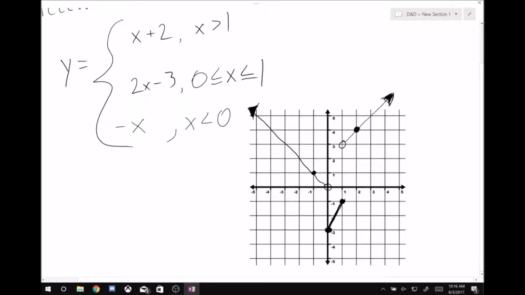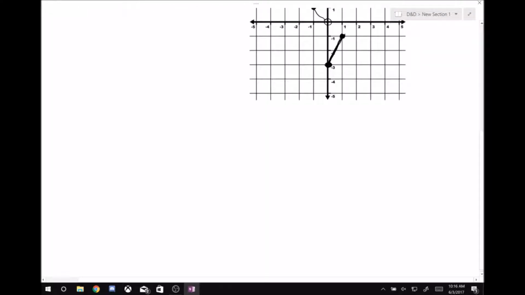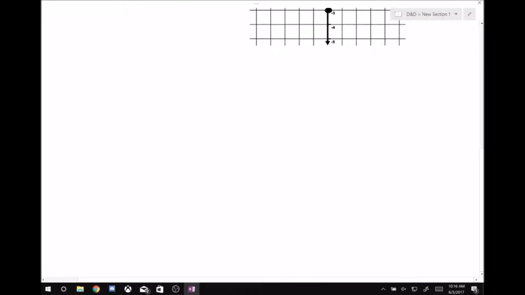Now the other, and notice again, this middle graph kept its filled in circle right there because we also have an or equal to. So anyway, as I was saying, the other thing that you might have to deal with in a piecewise equation is not graphing it, but instead solving something in it. So I'll make up something else.